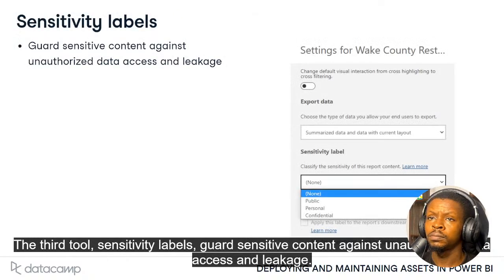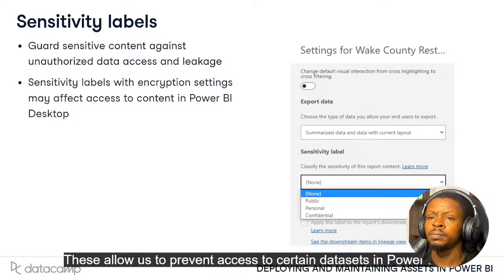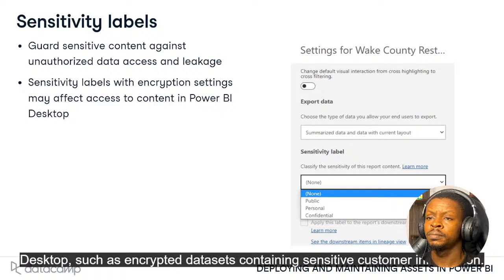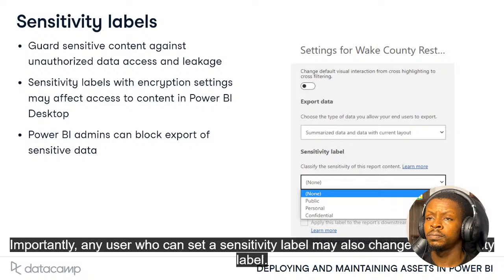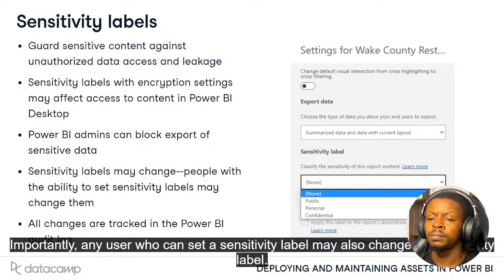The third tool, sensitivity labels, guard sensitive content against unauthorized data access and leakage. These allow us to prevent access to certain datasets in Power BI Desktop, such as encrypted datasets containing sensitive customer information. Power BI allows administrators to block users from exporting highly sensitive data. Importantly, any user who can set a sensitivity label may also change the sensitivity label.